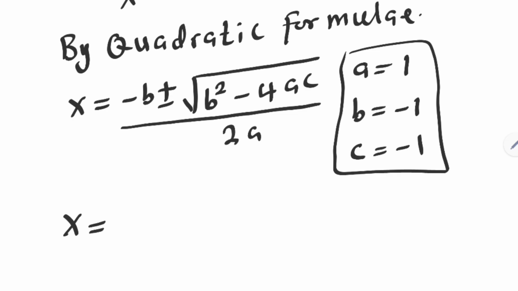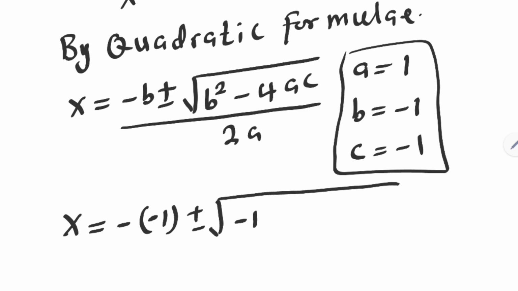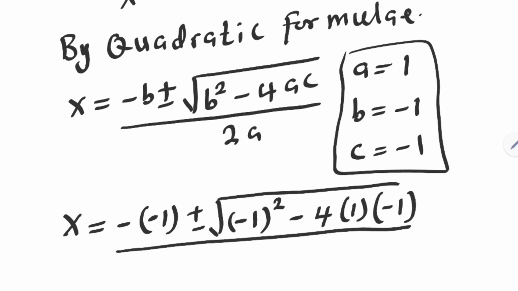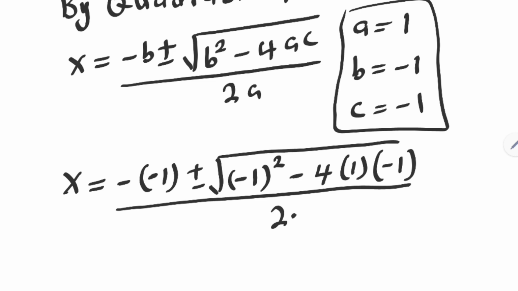S is equal to negative multiplied by -1, plus or minus square root of -1 squared, negative 4 multiplied by 1 multiplied by -1, divided by 2 multiplied by 1.